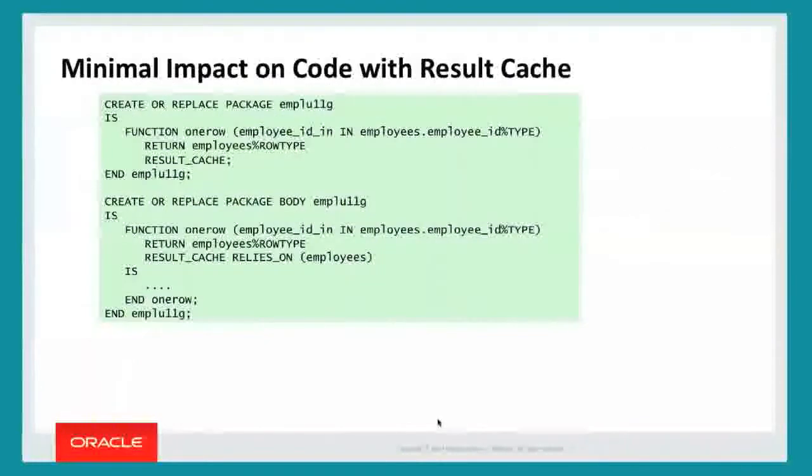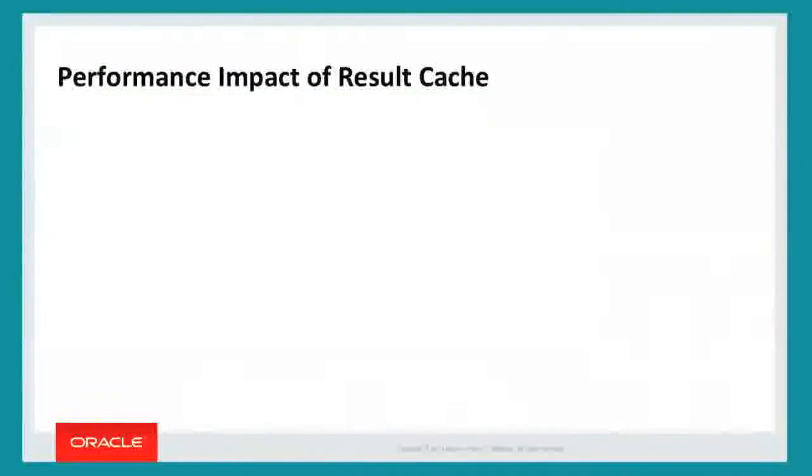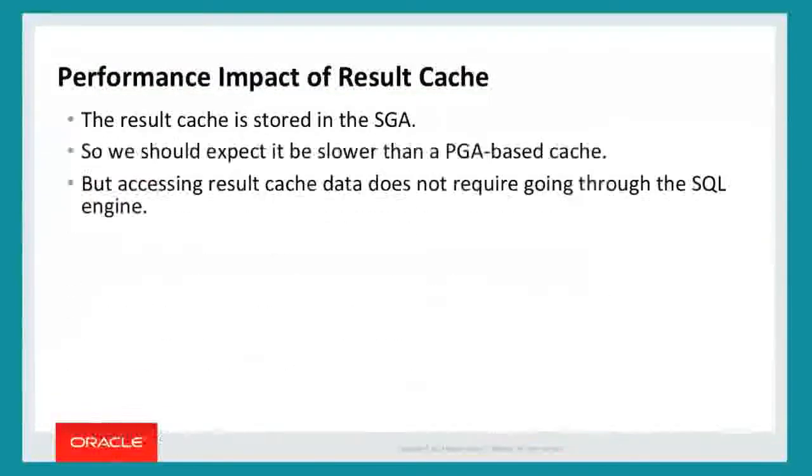So again, the only thing you have to do is add the result cache keyword. If you're on 11.1, you had to add relies on. We had to actually tell Oracle which tables our function relied on. That's no longer necessary in 11.2 and higher. That clause is entirely ignored. Let's take a look at the performance impact.